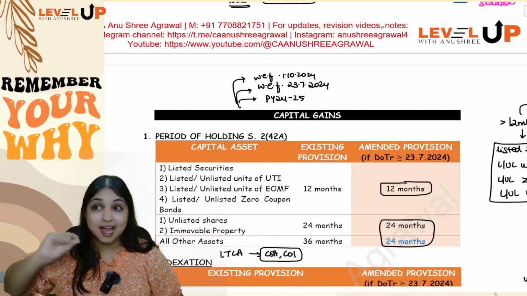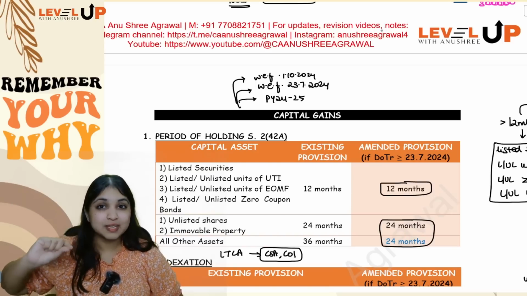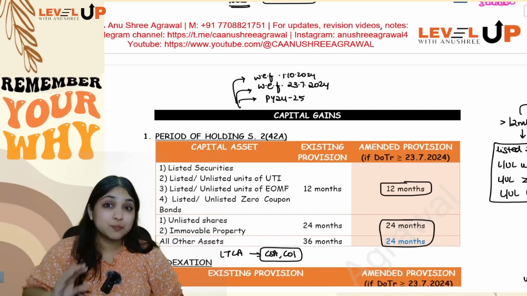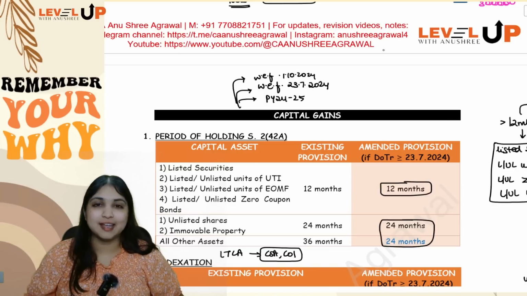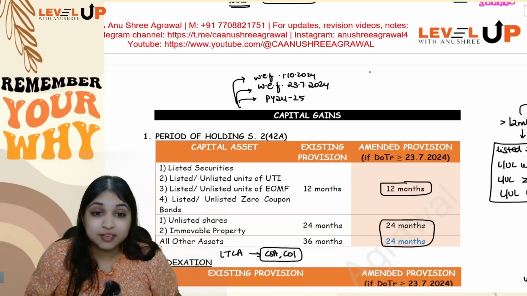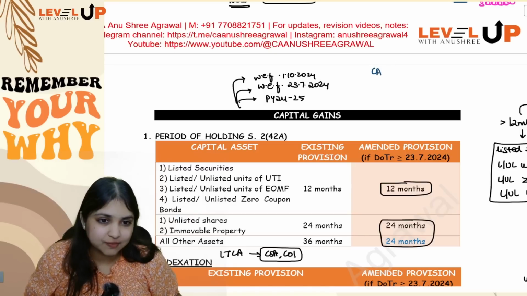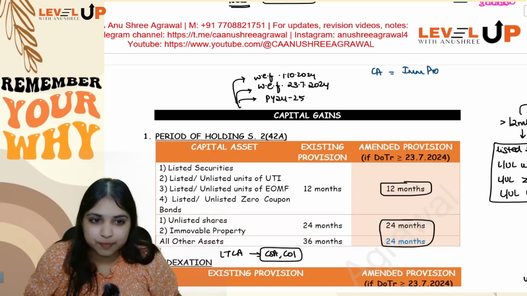Then next line, I make you write the period of holding. Then we conclude long term or short term. Over there, we have to check, we write the period of holding, right? See, first we write what is the capital asset. Like for example, let's say the capital asset is immovable property. Then we will write the period of holding.